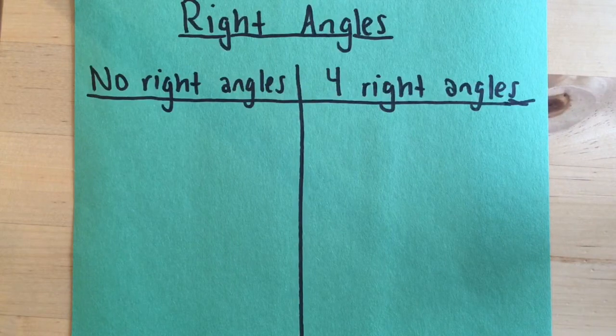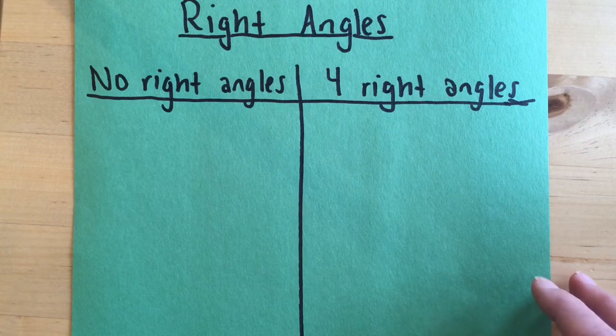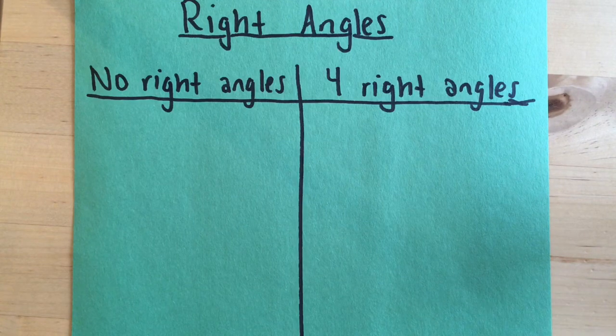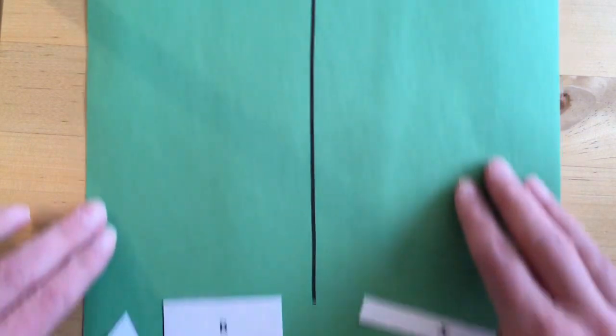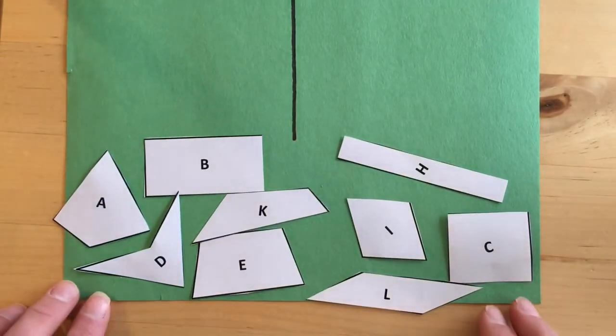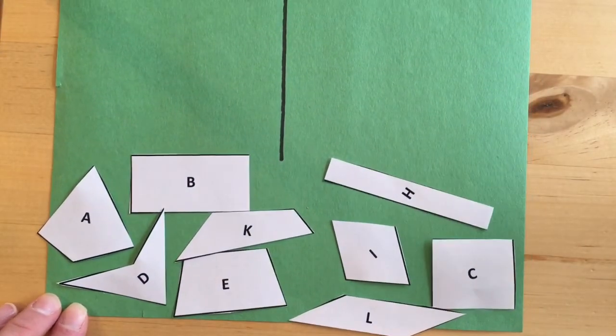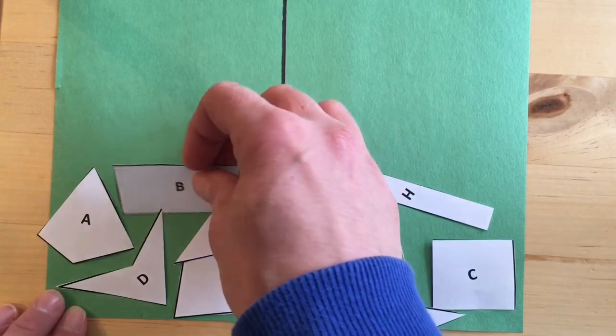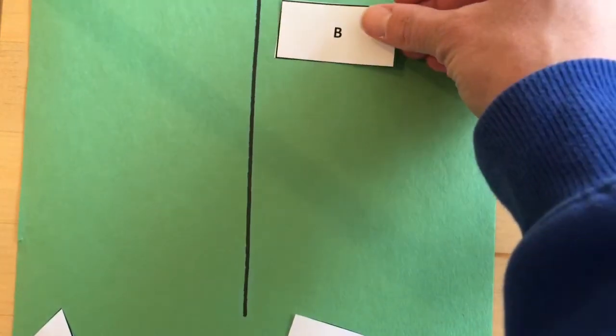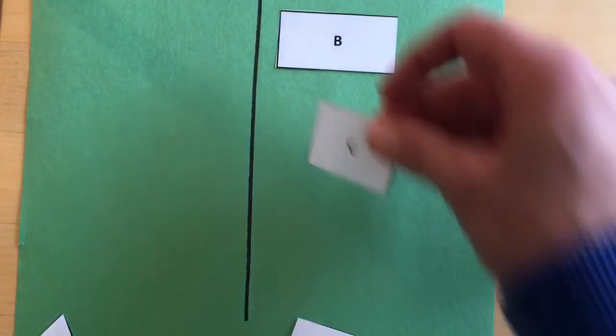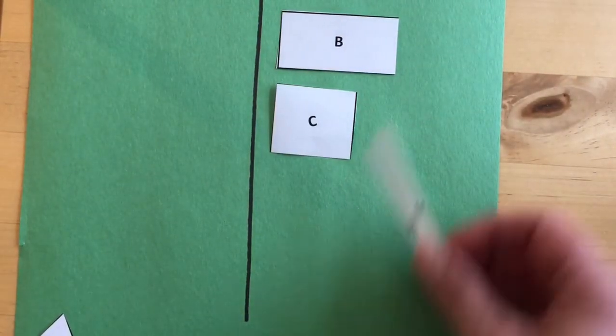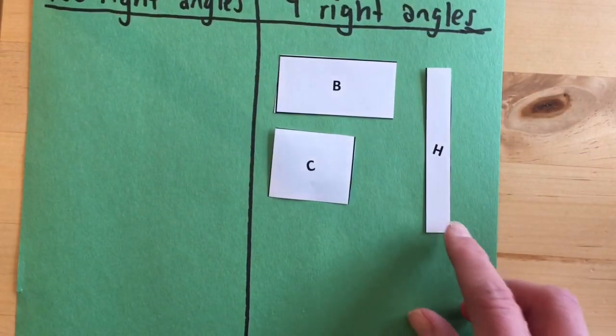You can also classify quadrilaterals by the type of angles they have. So we're going to be looking at quadrilaterals that have either no right angles or 4 right angles. So if we look at our quadrilaterals again down here, I can see right away that B has those perfect square corners. That looks like a rectangle, as does C, as does H. So I know that they have 4 right angles.